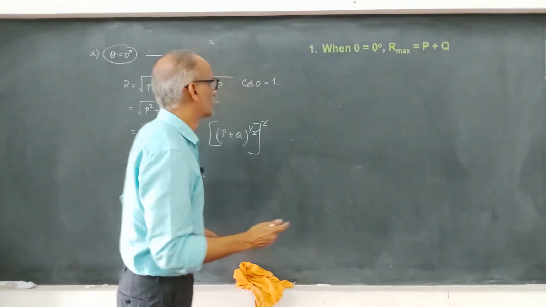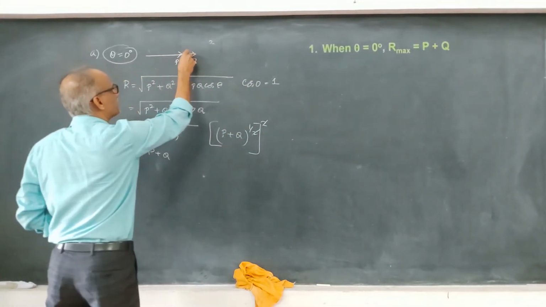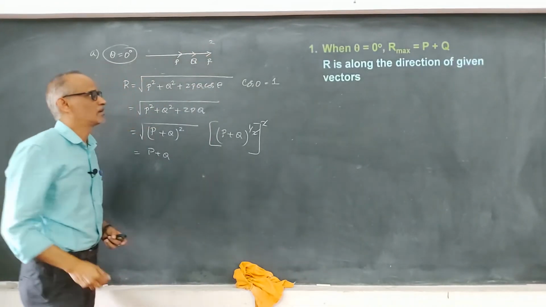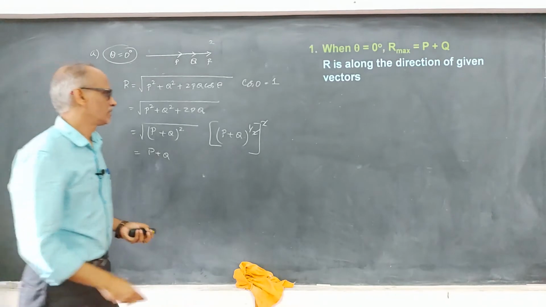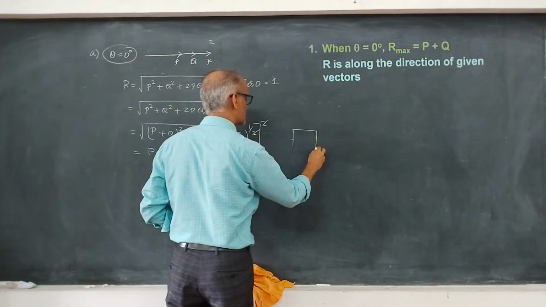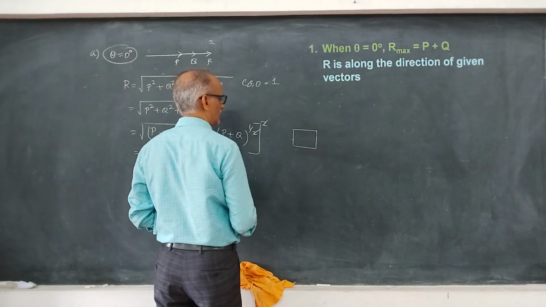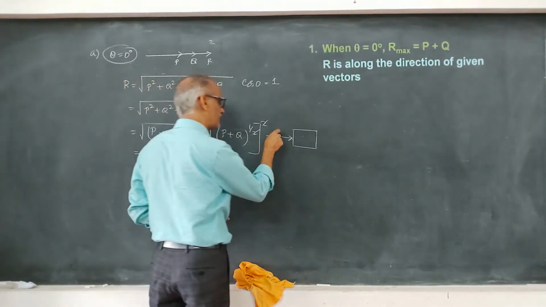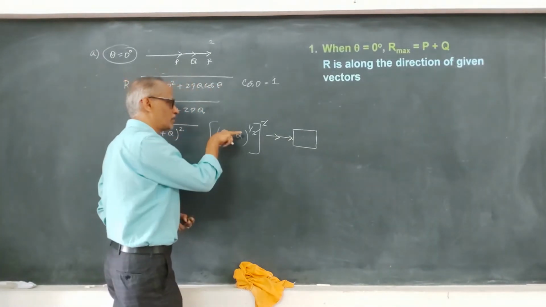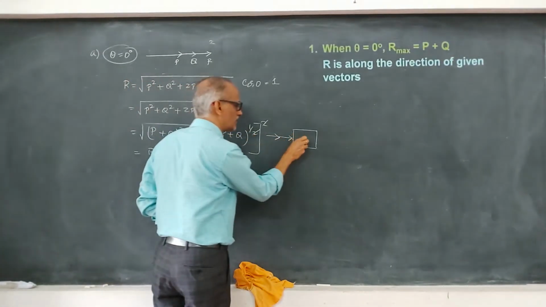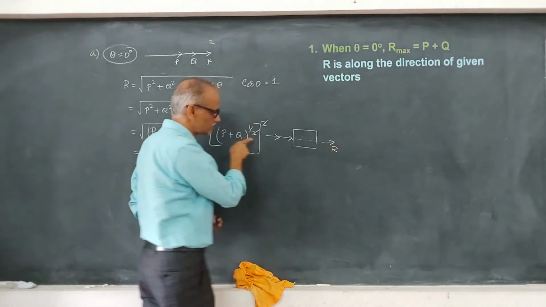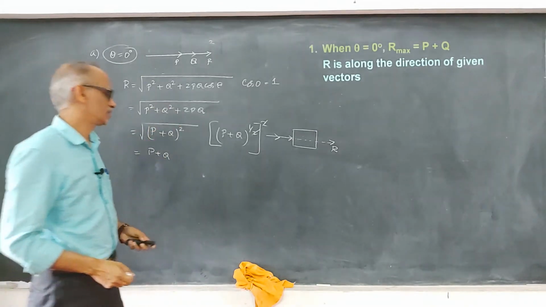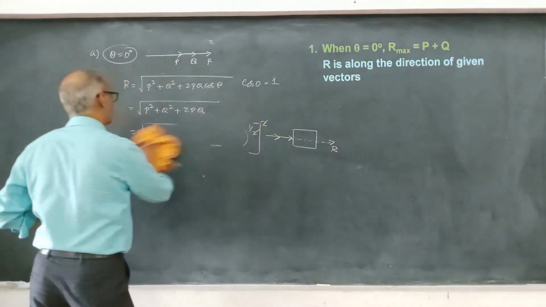Okay. What is the direction of the resultant? The direction of the resultant will be along this direction only. So R is along the direction of the given vectors. It's very easy to understand. I am going to consider a block. I will apply force like this. I will apply one more force, and both the forces are in the same direction, therefore the body will move like this, indicating that the resultant also acts in that particular direction. So that is case number 1. I hope we all have understood.